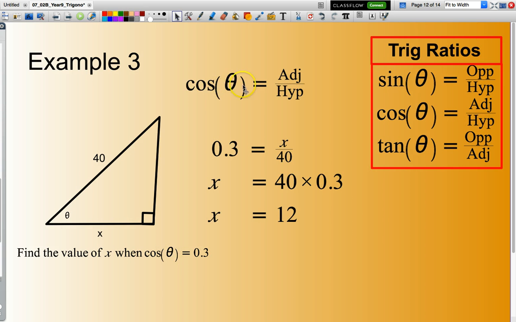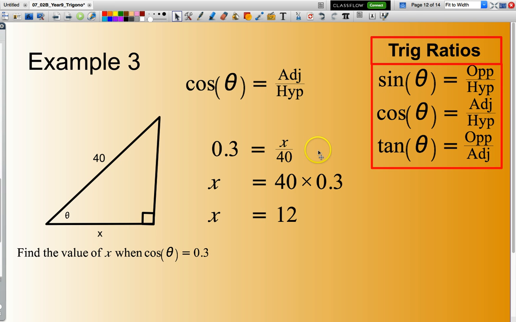So I will write my ratio out first, then I populate my values. Cos theta, well, I've been told that cos theta equals 0.3. The length of my adjacent is just x, it's the unknown. The length of my hypotenuse is 40. So 0.3 equals x divided by 40.